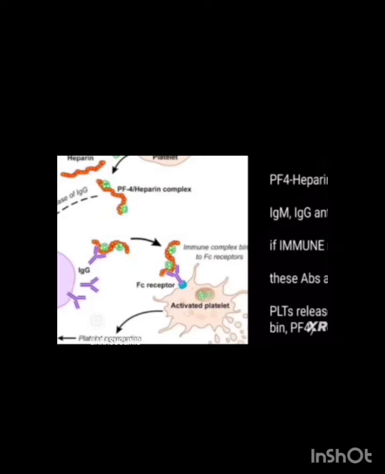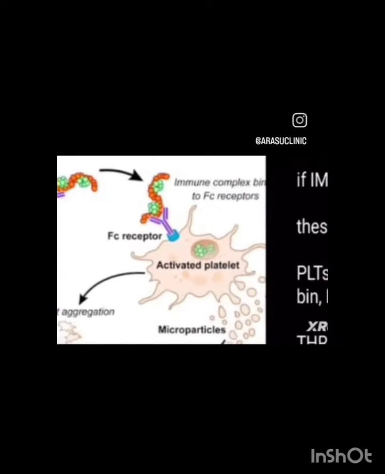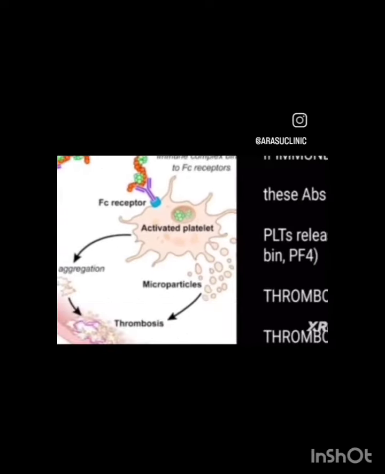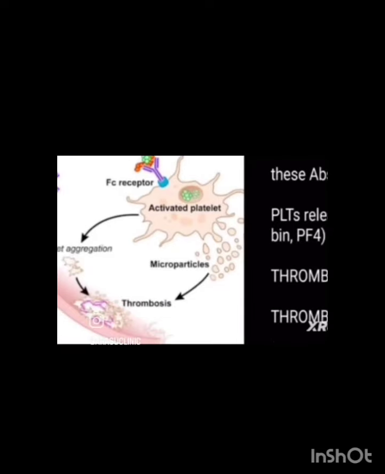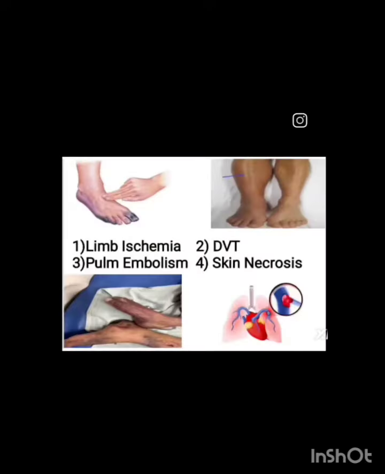But in case an immune mismatch occurs, the Fc portion of this IgG antibody will start activating the platelets. Then platelets will start releasing microparticles. Those will lead to thrombosis formation, in which platelets will be consumed. So the individual can develop limb ischemia, deep vein thrombosis, pulmonary embolism, and skin necrosis. So we have to keep a watch when we are giving heparin.